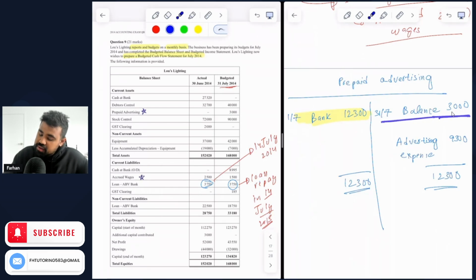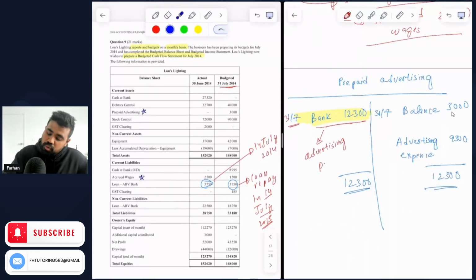Again, we have advertising expense of 9,300, which is included on the credit side here. And this amount is what we calculated ourselves, the amount for bank for the period ending 31st of July, which refers to advertising paid, and that is $12,300. This is what we calculated based on what we had to balance.